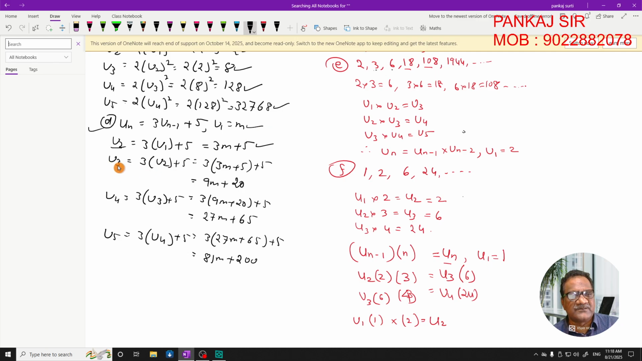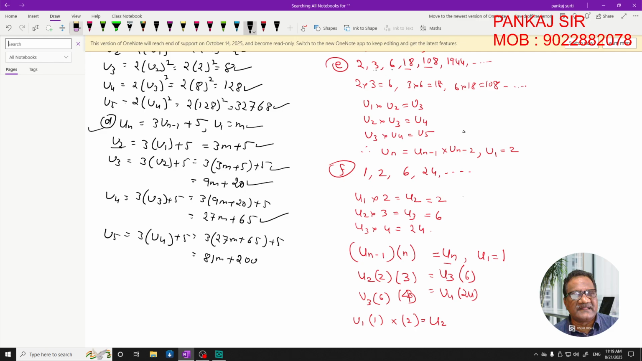Now the third term u3 will be equal to 3 times u2 plus 5. That will be 3 times u2, which is 3m plus 5, so 3 times 3m plus 5 plus 5. That works out to 9m plus 20. Then the fourth term will be 3 times the third term plus 5. So 3 times 9m plus 20 plus 5. So that will be 27m plus 65.